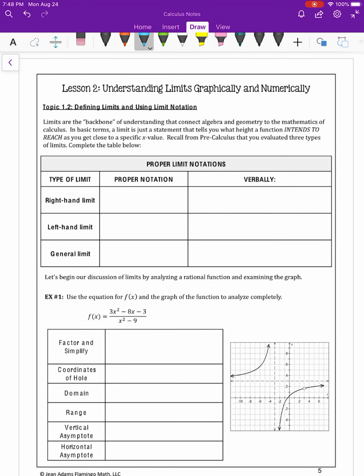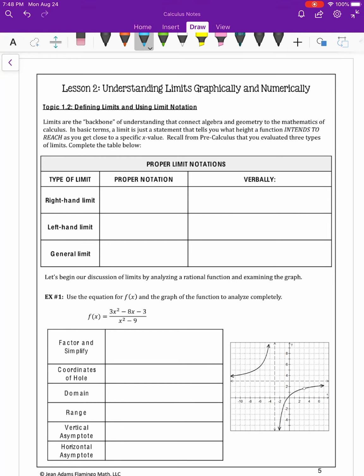Unit 1, Lesson 2. Understanding limits graphically and numerically. Topic 1.2, Defining limits and using limit notation. Limits are the backbone of understanding that connect algebra and geometry to the mathematics of calculus.